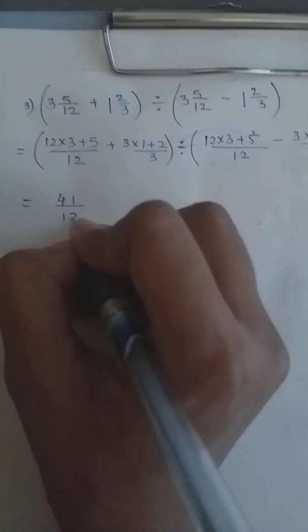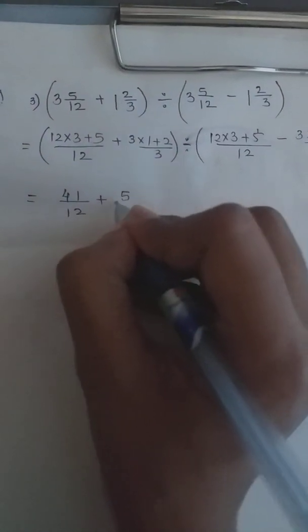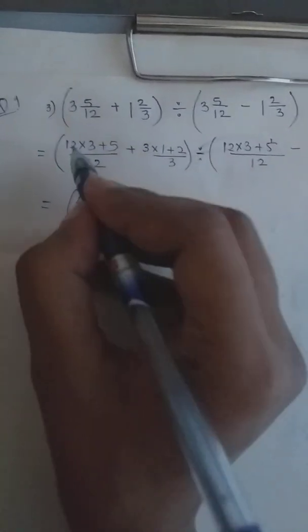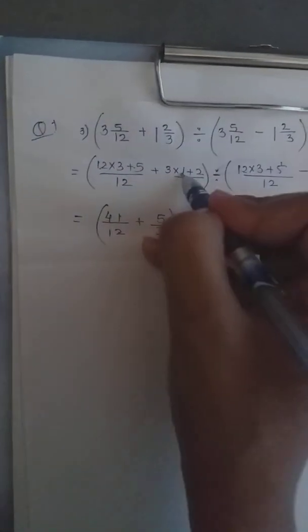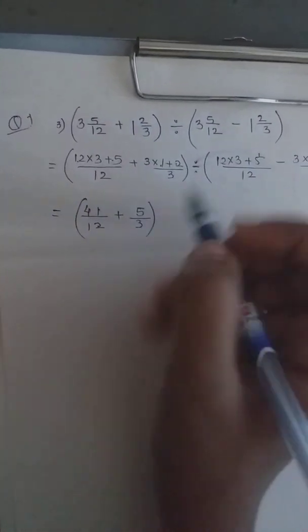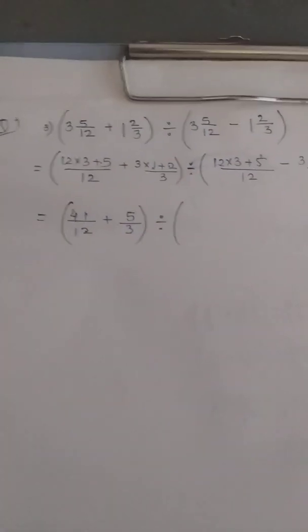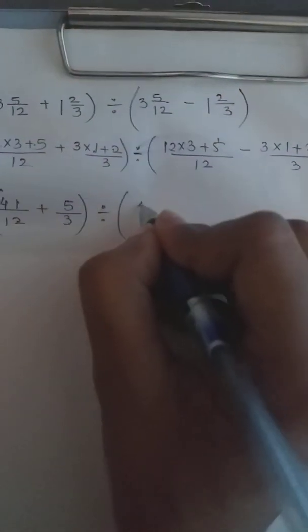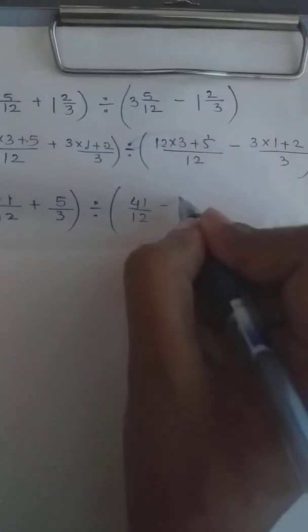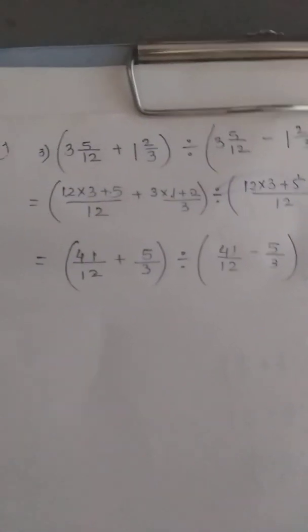41 by 12, plus 5 by 3, bracket close. 36 plus 5, 41 by 12. 3 1s are 3, 3 plus 2, 5 by 3. Now divide. Given below the sign, the same numbers repeat. 12 3s are 36 plus 5, so 41 by 12. Here minus 5 by 3. Numbers are the same but the sign is different.